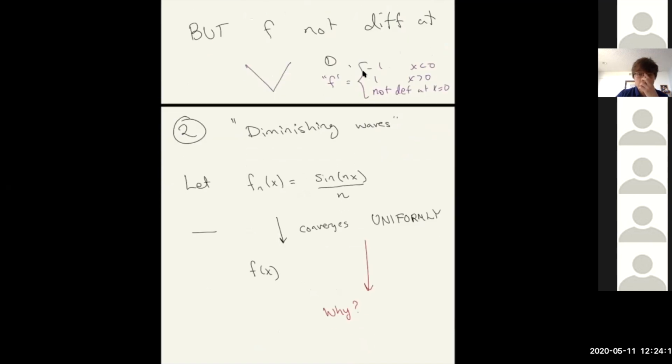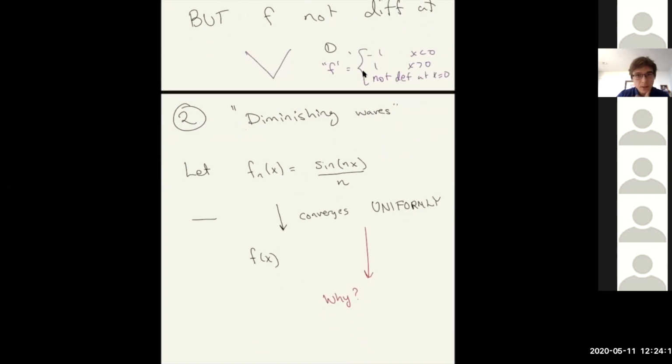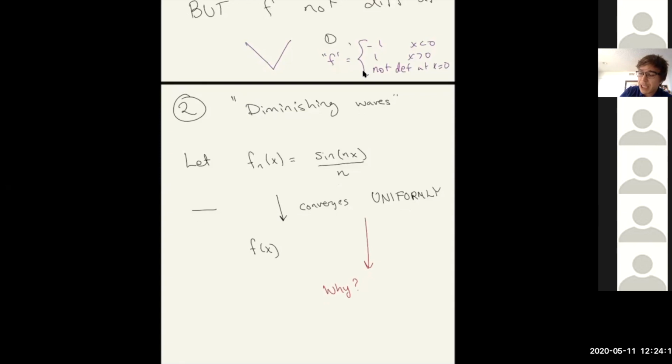Now, the second example is also classical. It could be called diminishing waves. So you look at sin(nx) over n. Let's draw a picture of this.